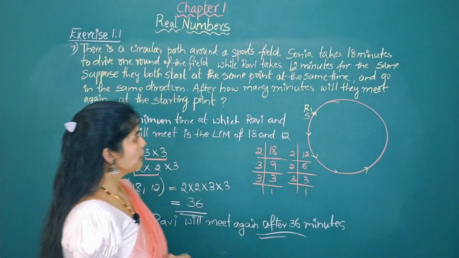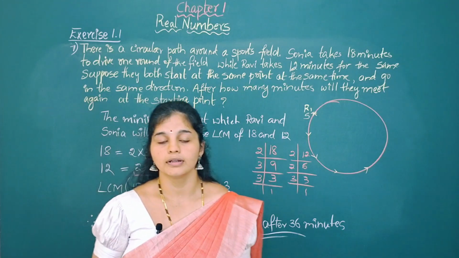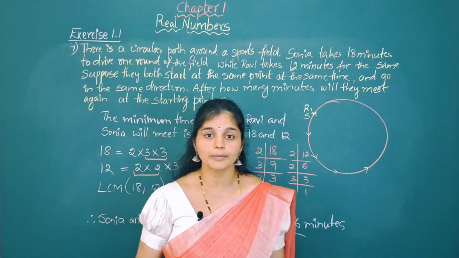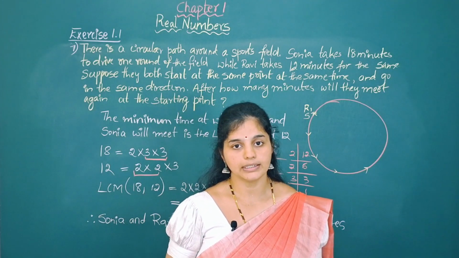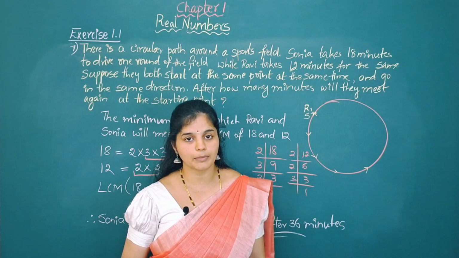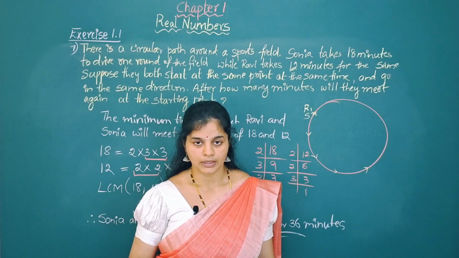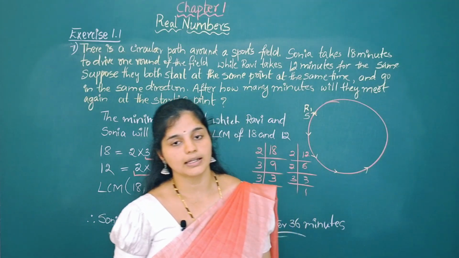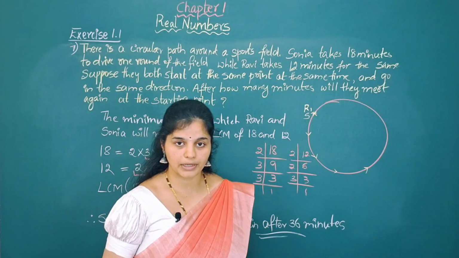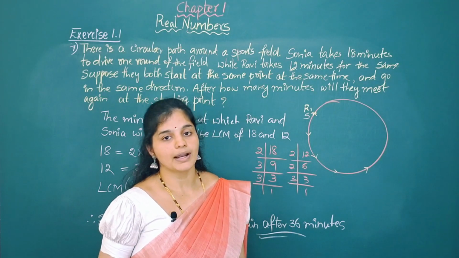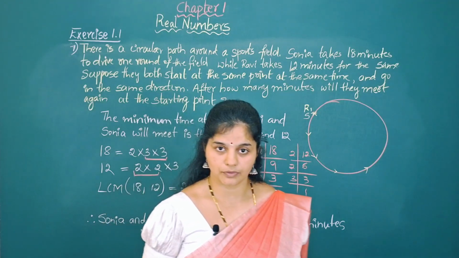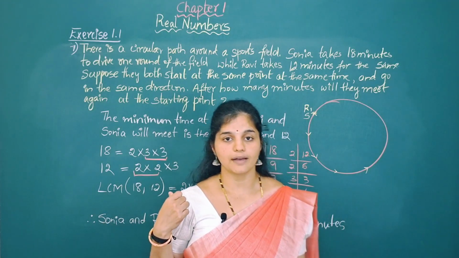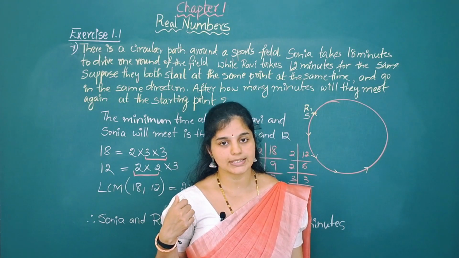So by this, we have come to an end of the solution for exercise 1.1 of chapter 1 of 10th standard mathematics, real numbers. Question number 1 to 3 is solved in the first part of the video, and in this part of the video we have solved from question number 4 to 7.